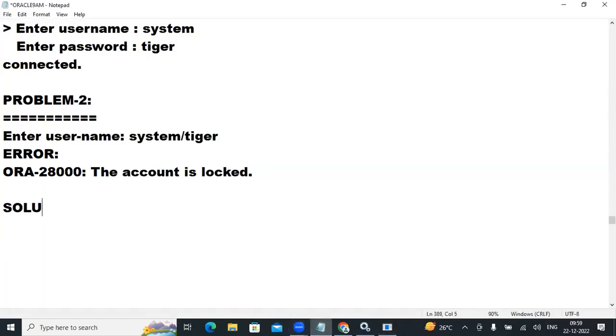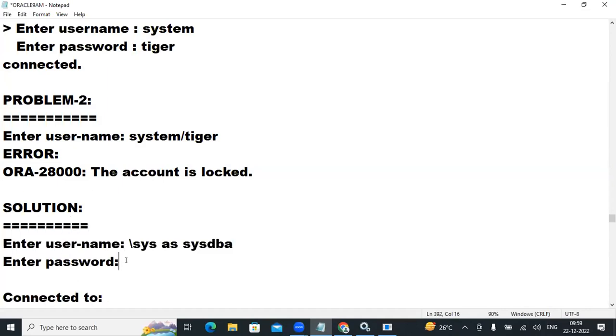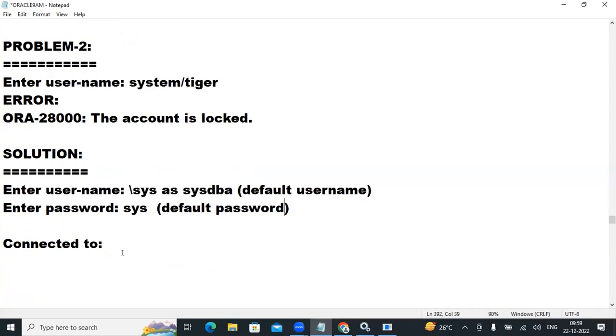So write below solutions. So what is the solution? First, you have to connect with the main person. So SYS, and here also he is called the default username, and SYS is called the default password. And these usernames and passwords are inbuilt in your Oracle. So with this person, you need to connect.